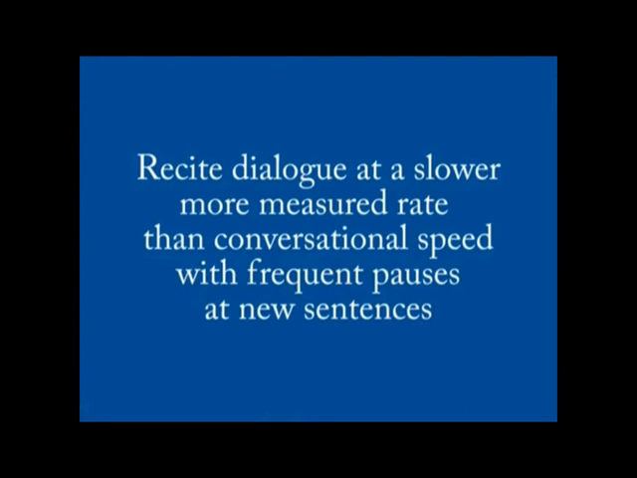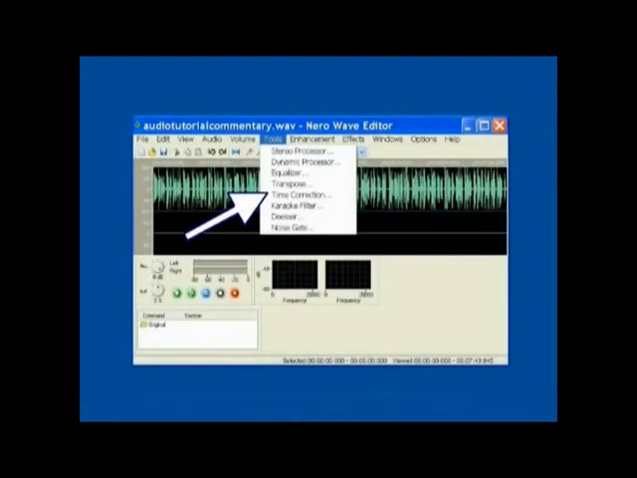Do not recite the dialogue at conversational speed. Use a slower, steady, measured rate of speech with pauses, particularly between sentences and paragraphs. Pauses can be removed if necessary, and it is better not to have to use a time correction tool. The time correction tool provided with Nero does not allow for automatic pitch correction. If a time correction tool is used, it is best applied to the entire recording rather than to sections.